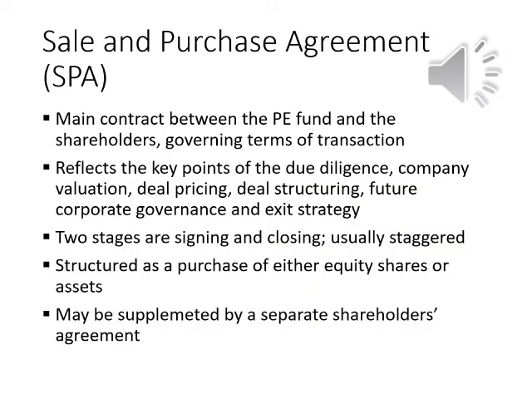The sale and purchase agreement, also known as the SPA, is the main contract between the private equity fund and the shareholders governing the terms of the transaction. It reflects the key points of the due diligence, the company valuation, the deal pricing, the deal structuring, the future corporate governance, and the exit strategy that has been agreed. Two stages of the transaction are signing and closing. Most often these are staggered. The acquisition could be structured as a purchase of either equity shares or assets, and the sale and purchase agreement may be supplemented by a separate shareholders agreement as well.